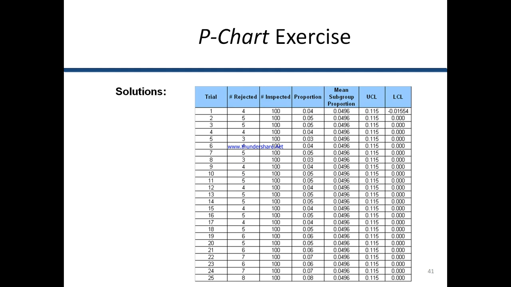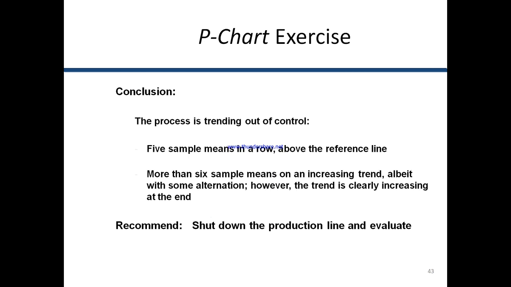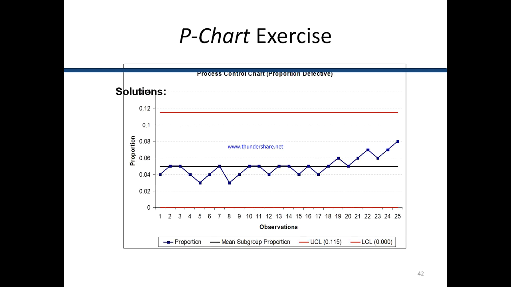Okay, and then we can plot the data here. If you observe these values, you can see that all the data points are within the upper control and the lower control limit, but at the end you can see an increasing pattern. So when you are going to interpret the process, even though all the points are within the upper and lower control limits, you cannot just say this is in control, because here you can see an increasing trend and it's not random.